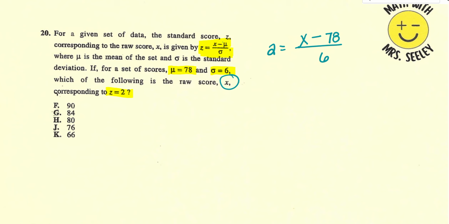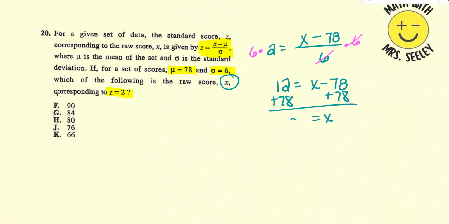When you have an equation, I don't like that fraction probably any more than you do, so let's clear it out. So if that's a divide by 6, let's just multiply both sides by 6. That way, the 6 in the top and the 6 in the bottom cancel. 6 times 2 is 12 equals X minus 78. Now, add your 78 over, and so X is equal to 90, which is letter F.